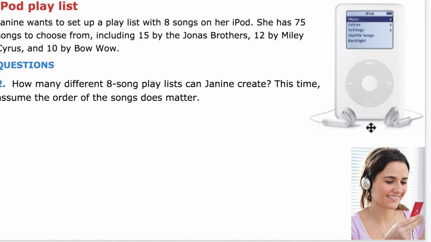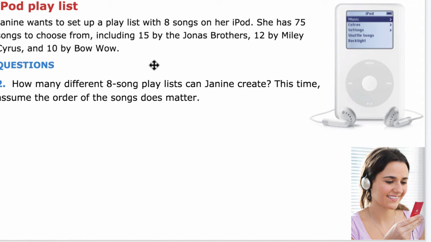I know no one uses the iPod anymore, but still, I think this is the original. Again, all these references are 10 years old. 15 songs by the Jonas Brothers, 12 by Miley Cyrus, and 10 by Bow Wow. How many different 8-song playlists can Janine create?